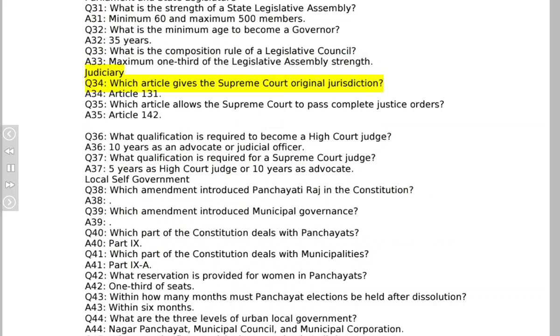Judiciary. Q34. Which article gives the Supreme Court original jurisdiction? A34. Article 131. Q35. Which article allows the Supreme Court to pass complete justice orders? A35. Article 142. Q36. What qualification is required to become a High Court judge? A36. 10 years as an advocate or judicial officer.